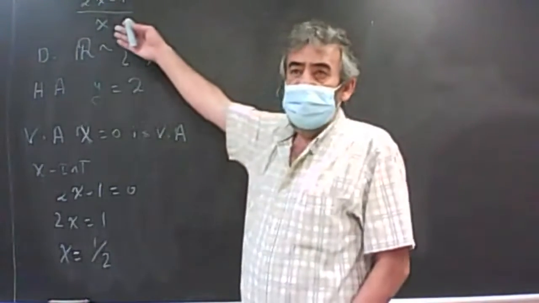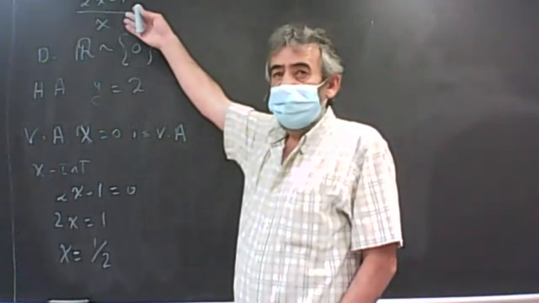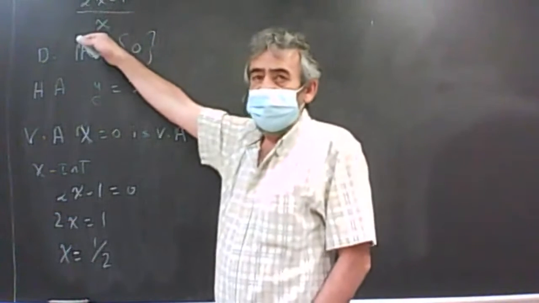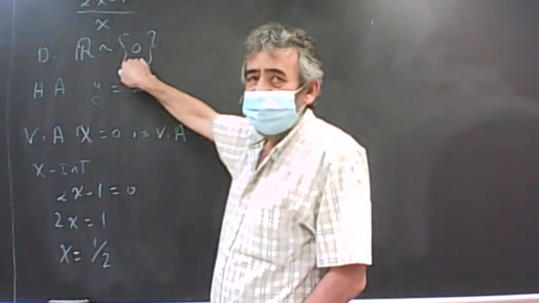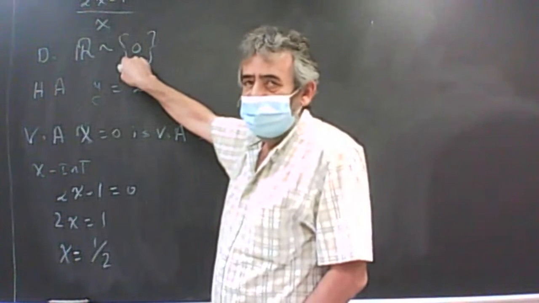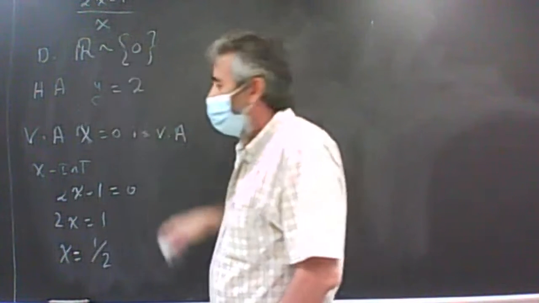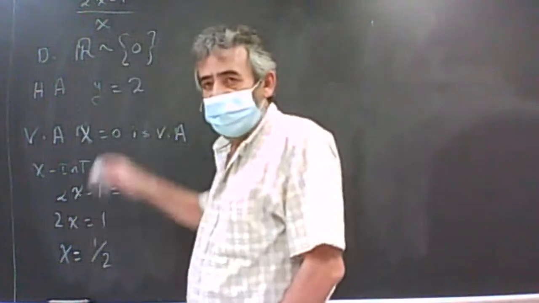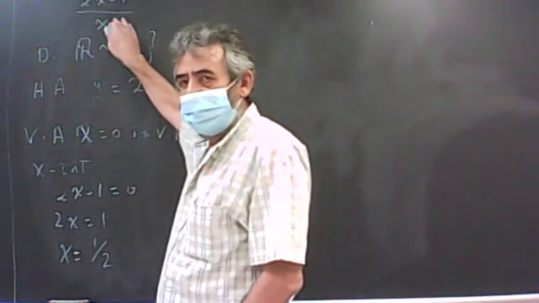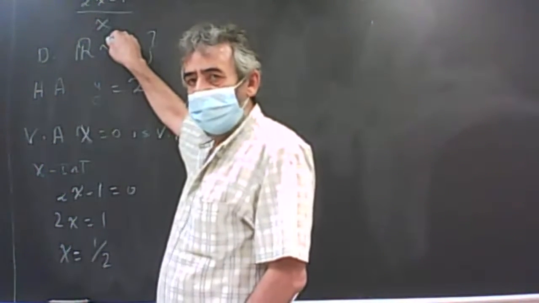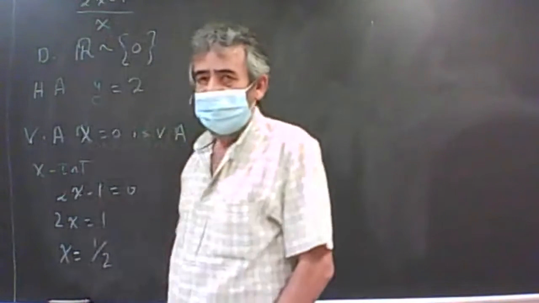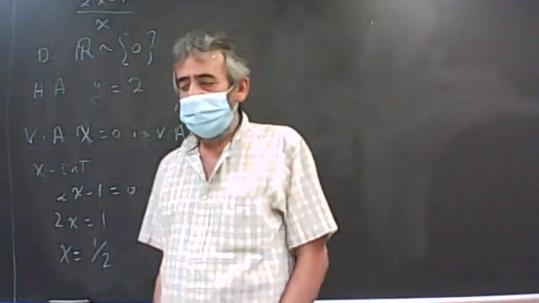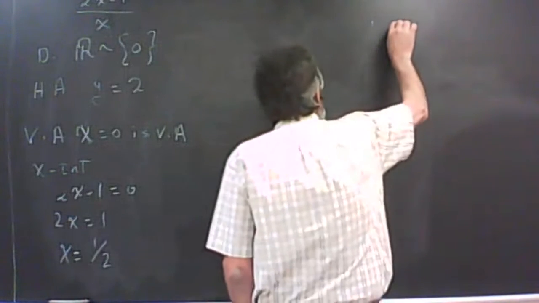Now, does it intercept the y-axis? If I want to check that, I can put 0 for x, right? But 0 is not in the domain, so I can't use that. To find the y-intercept, we need to put 0 for x, but can I put 0 for x? The domain says you cannot. So let's do that.